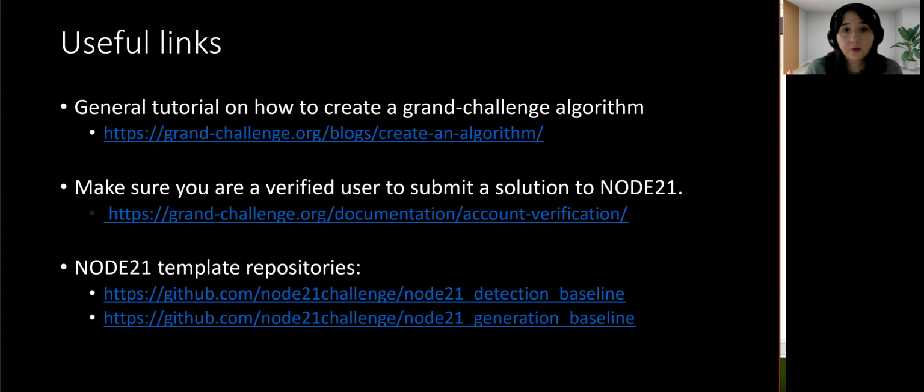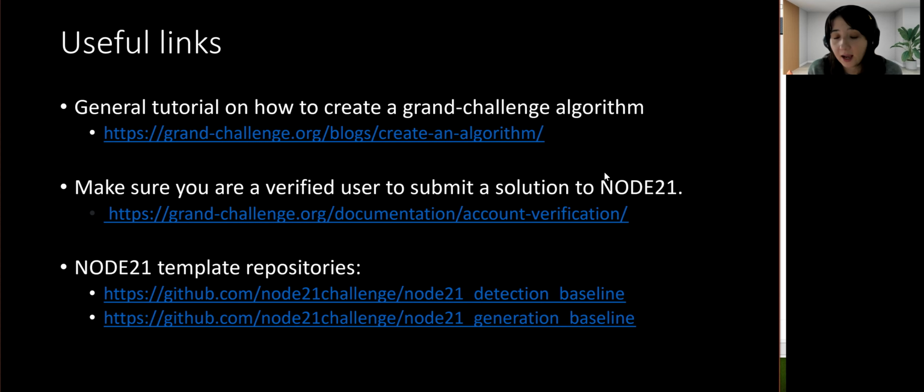All right, so I would like to mention a few useful links. First of all, there is a general tutorial on how to create a Grand Challenge algorithm in the link here. It showcases a simple algorithm and shows how you could wrap that algorithm in a Docker container that is compatible with the requirements of Grand Challenge. So I would highly recommend you to take a look at this tutorial. Secondly, as I have mentioned before, you need to be a verified user in order to submit your solution to NODE21. So you could take a look at this documentation that explains how you could request to be a verified user in Grand Challenge.